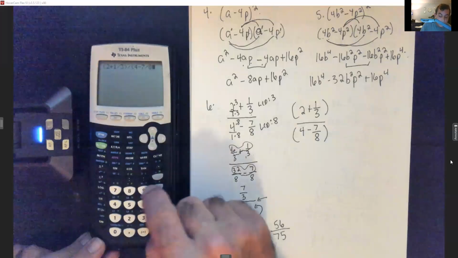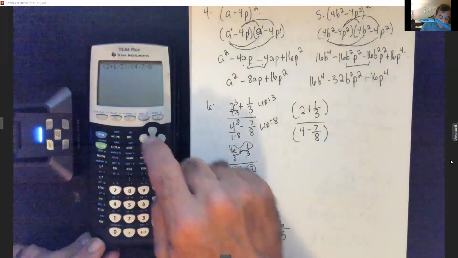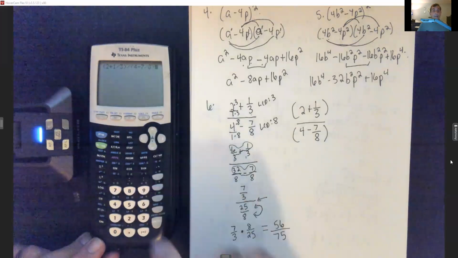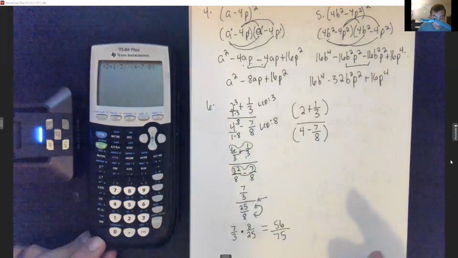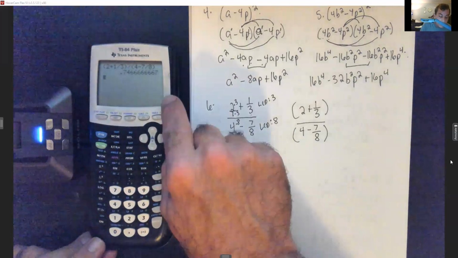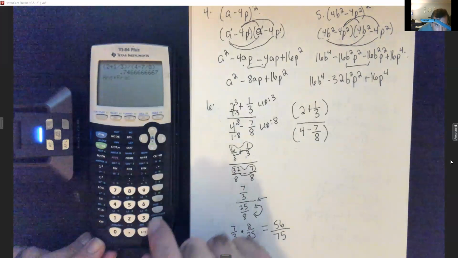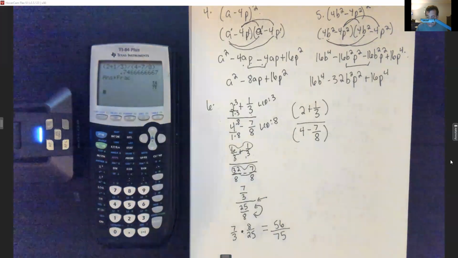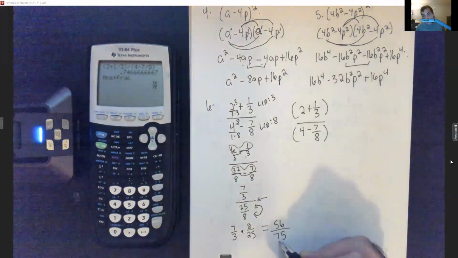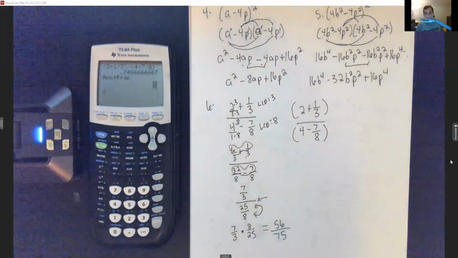Close. Yeah, that's it, right? 4 minus 7 divided by 8. So I got my fraction in. I'm going to hit enter. It gives me a decimal, but you hit math and enter twice, and I get what? 56 over 75, which is my final answer.